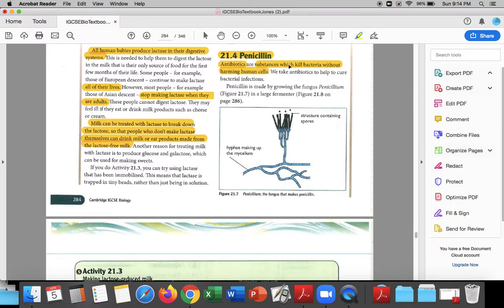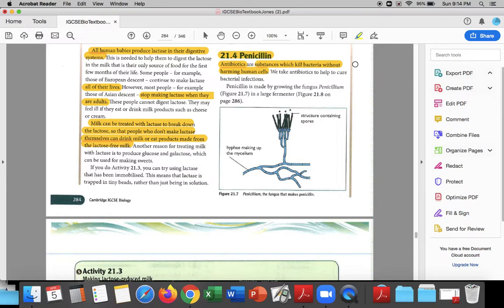What antibiotics actually do is they attack cell walls as opposed to cell membranes. Something that's unique about a bacteria cell is that it has a cell wall. Human cells do not have cell walls. Think back to our unit on the cell itself. Human cells just have that cell membrane. Bacteria cells are similar to plant cells in that they have the cell wall.